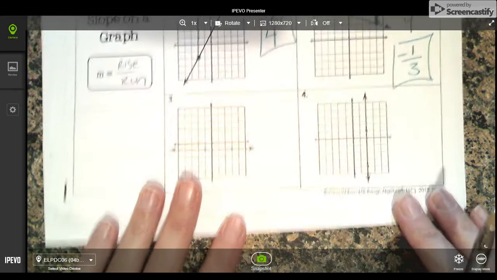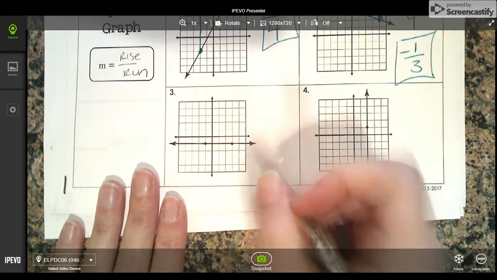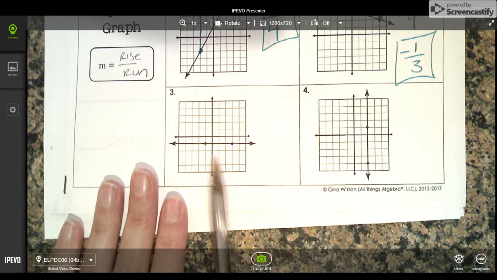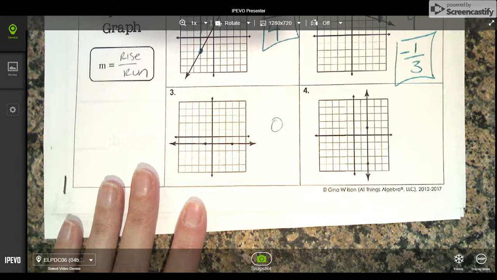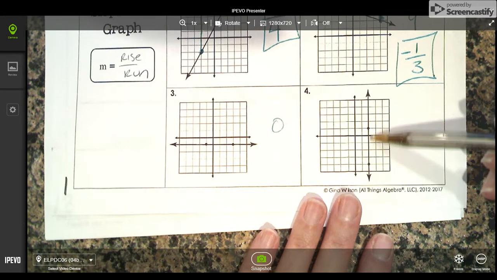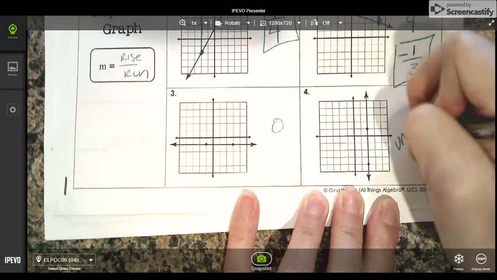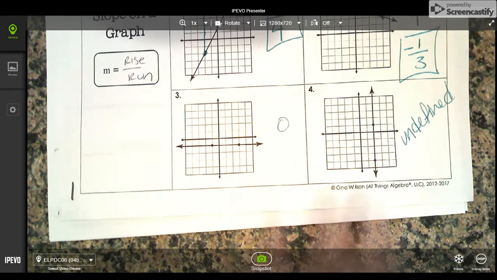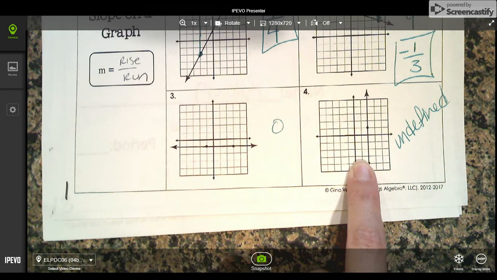And then these two bottom ones, super easy. Remember, if it's perfectly flat, like I can't count up or over, the dots are in the same line flat. This would be your slope of 0. And in this one, it's perfectly up and down. So this would be your undefined slope. So if you can't count up and over, it's 0 if it's flat or undefined if it's vertical.